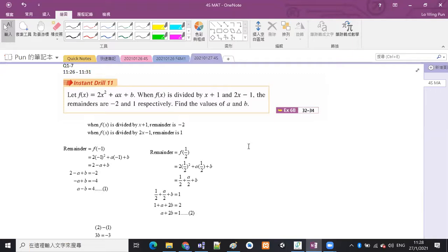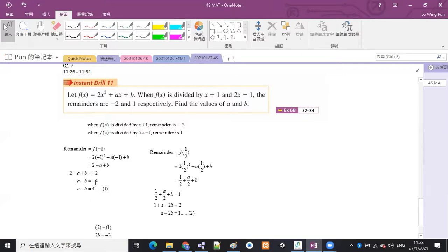The remainder is 1. From the first division, we just need to consider the remainder. Using the remainder theorem, the remainder is calculated by f of a number. Because the divisor is x plus 1, the number should be -1. We have the formula of f(x), so we can calculate f(-1). It should be 2 minus a plus b. But it is also given that the remainder is equal to -2, so just set it to be -2.